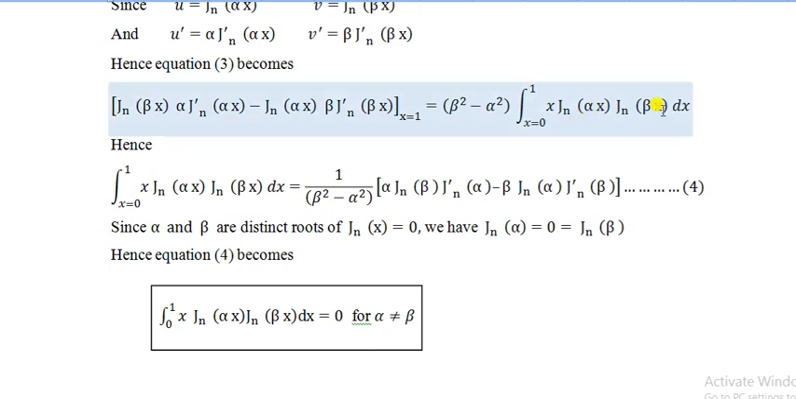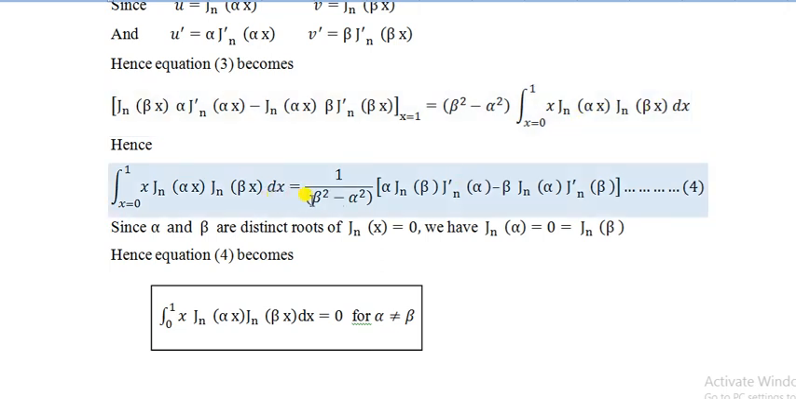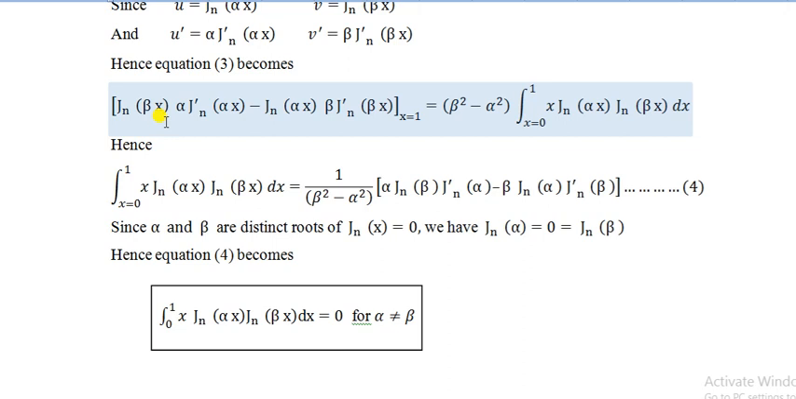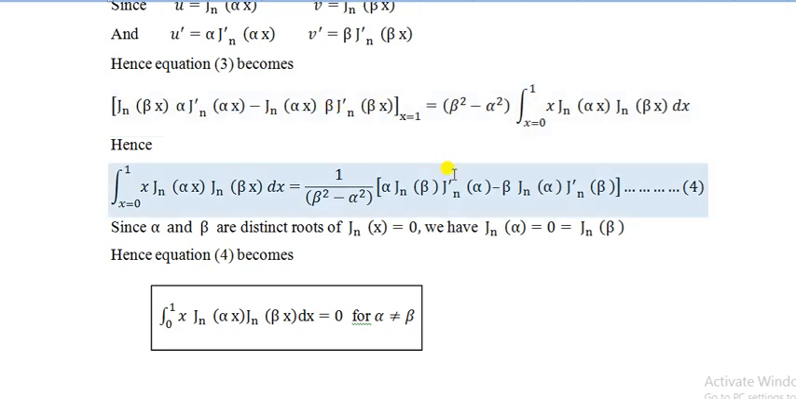Now we divide both sides by (beta squared minus alpha squared), so the integral from 0 to 1 of x Jn(alpha x) Jn(beta x) dx is equal to [alpha Jn(beta) J'n(alpha) minus beta Jn(alpha) J'n(beta)] divided by (beta squared minus alpha squared), substituting x equal to 1. So we obtain equation number 4, and here alpha and beta are distinct roots.